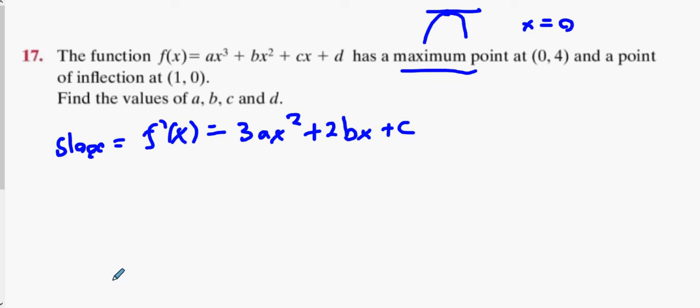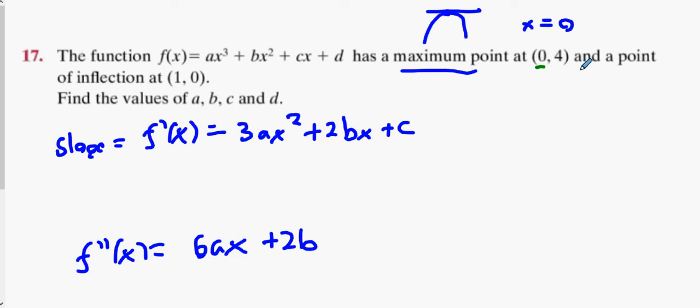For argument's sake, while I'm here, what's the second derivative? 2 to the front, what do we get? Differentiate 2bx, and what do we get? Differentiate the c, and we're good to go, aren't we? Now, what does it say specifically here?